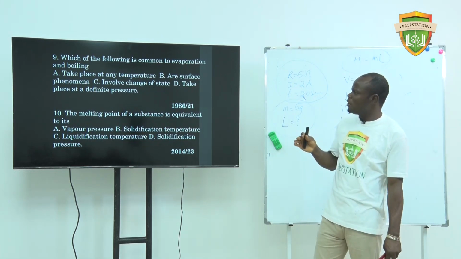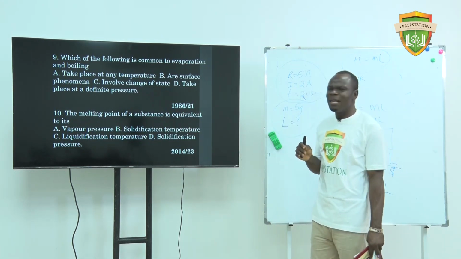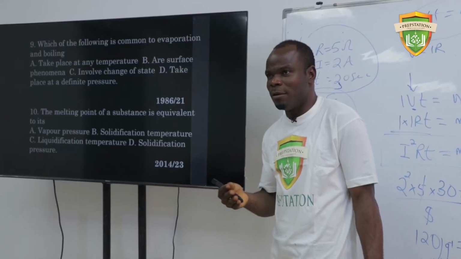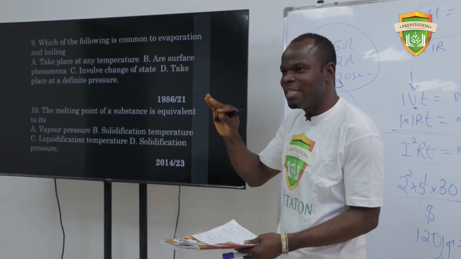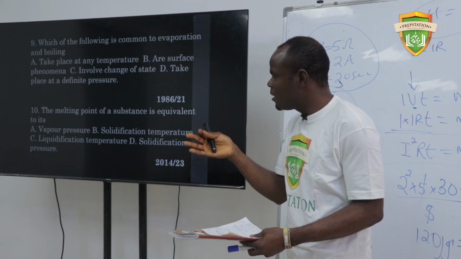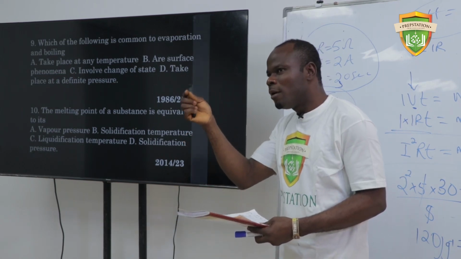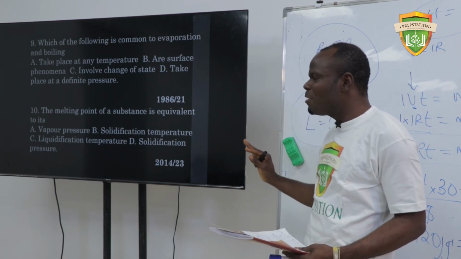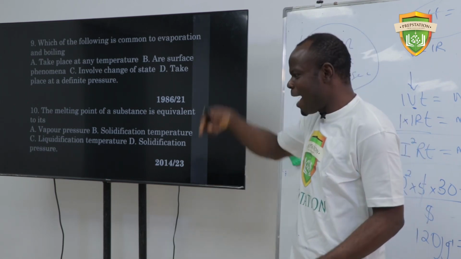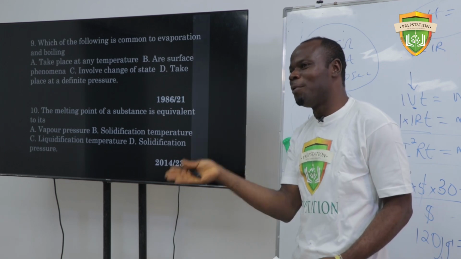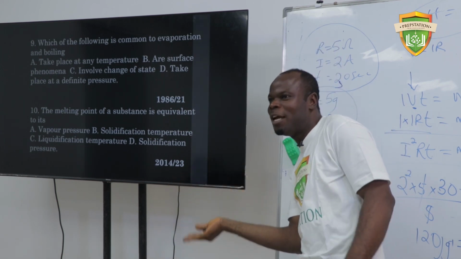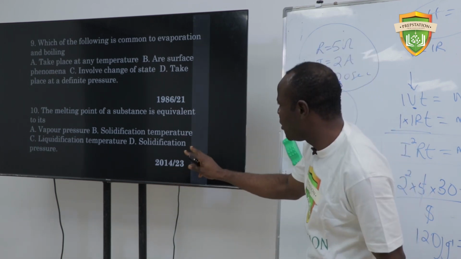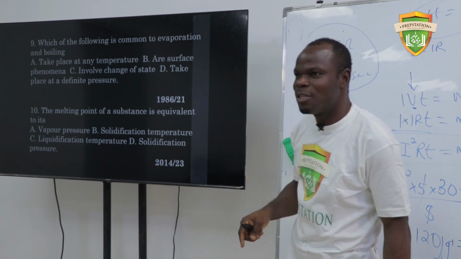So let's move to question 10. The melting point of a substance is equivalent to its what? What does it mean for something to melt? At the point of melting, that is its changing phase. That is from where to where? From solid all the way to what? To liquid. Then the question is now saying, what is it equivalent to? That point where it happened from solid to liquid is the same point where it will happen from liquid to solid. So looking at the options, B is the correct answer.